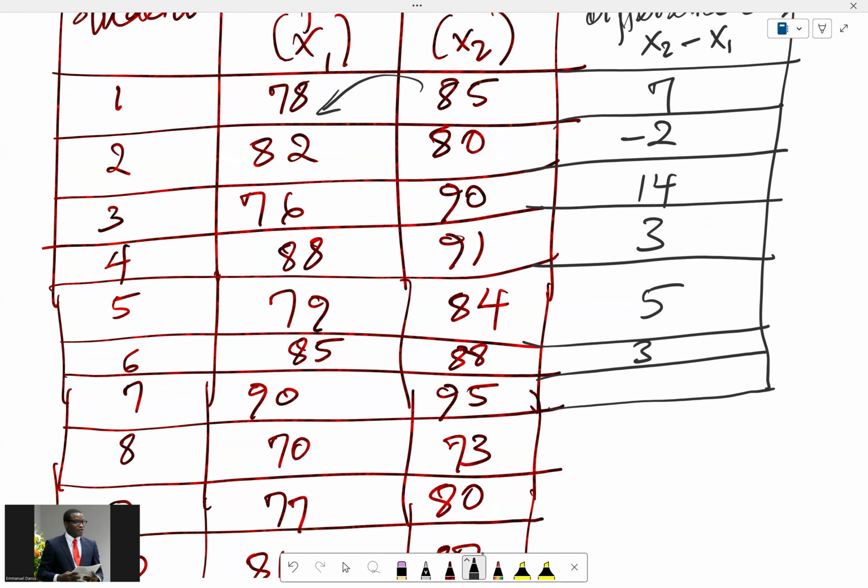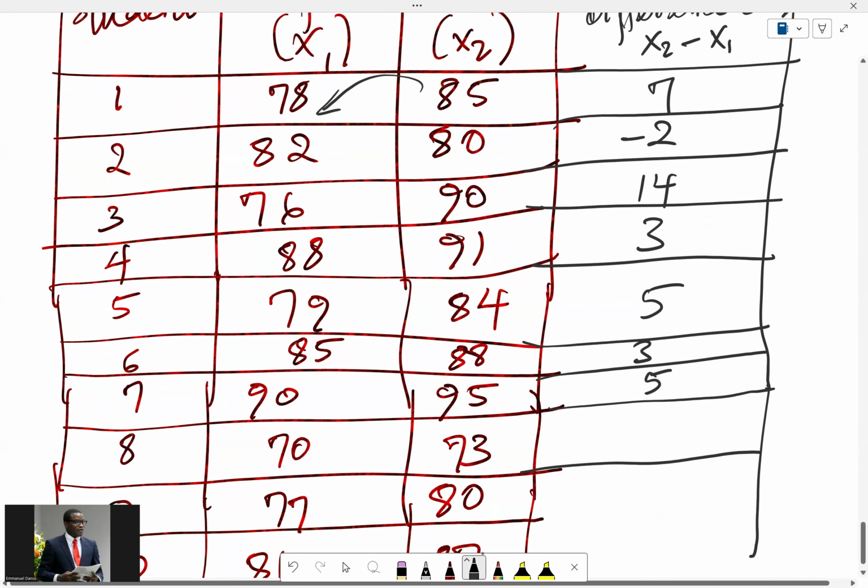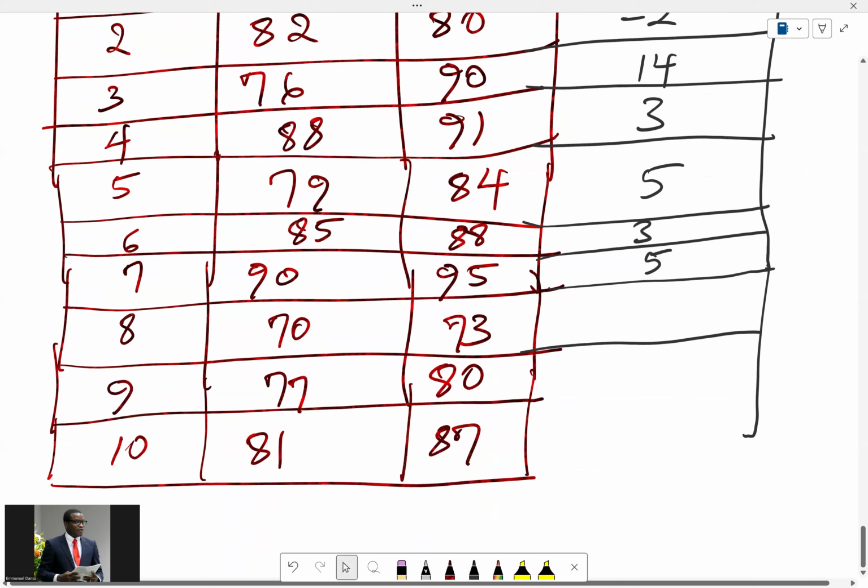84 minus 79 is 5, yeah. Then 88 minus 85 is 3. 95 minus 90, that's 5. Then 73 minus 70, another 3. 70 minus 73 is 3, right? Then 80 minus 77, another 3. 87 minus 81, that is 6. So those are the differences.